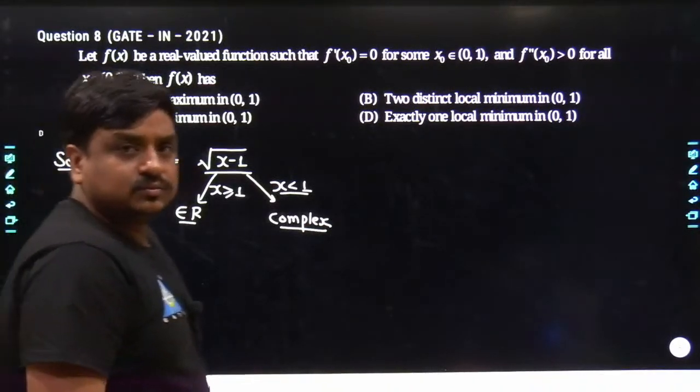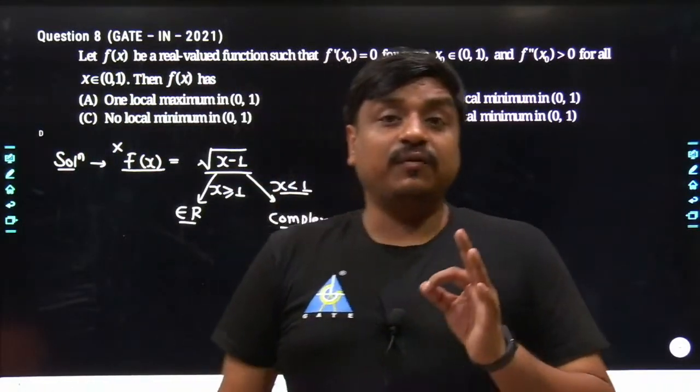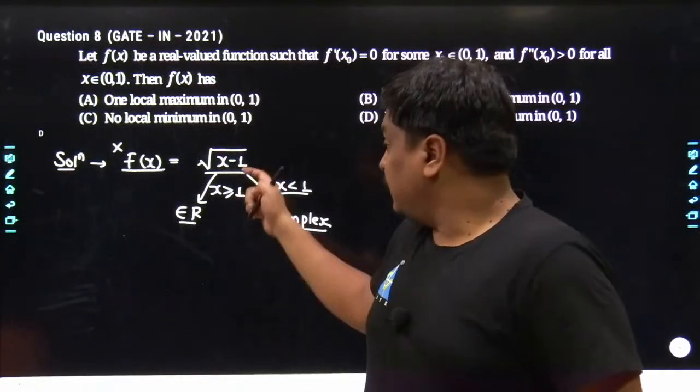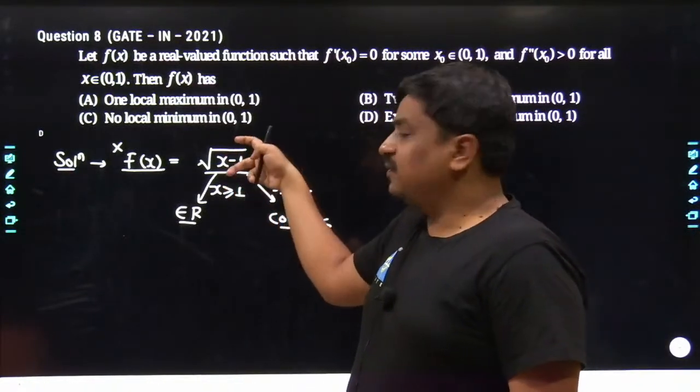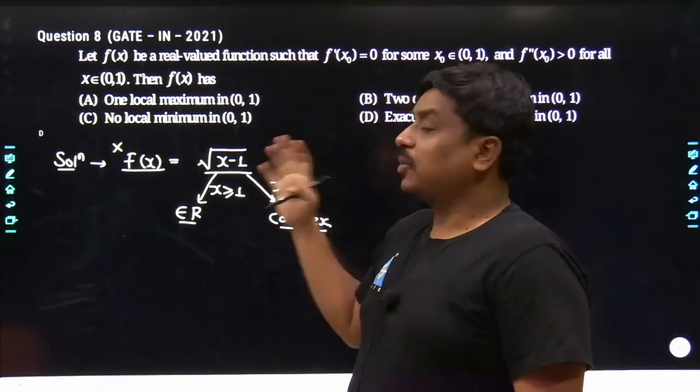You need a function which is free from any fractional power. Otherwise, if you have any fractional power, definitely you would have the problem.